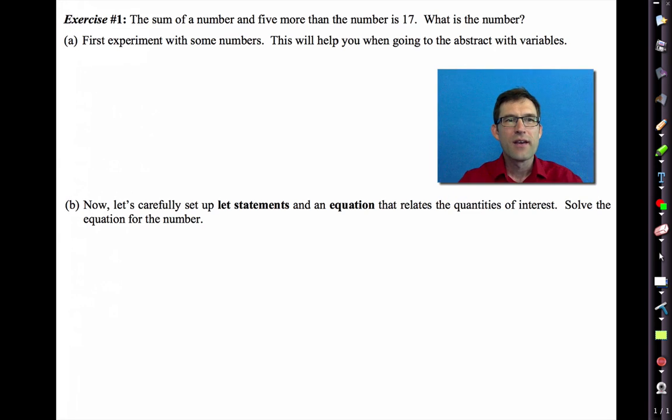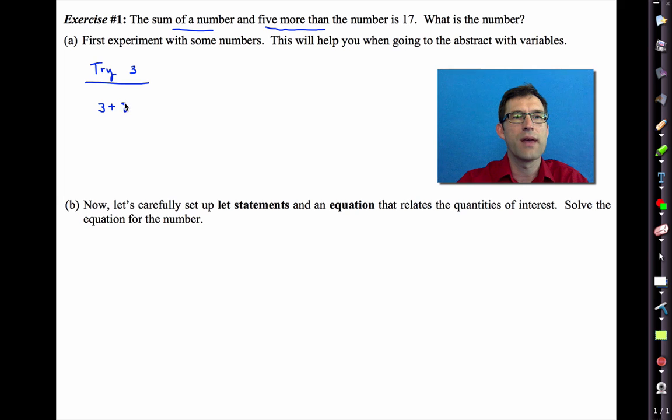All right, exercise 1. The sum of a number and 5 more than the number is 17. What is the number? All right, so we could jump right into this algebraically, but I think it's actually fun to experiment with some answers. So what I don't want to do is randomly grab the right answer because then that'll kind of spoil part B, right? So let's try a number. Let's try 3. All right, what does it say? The sum of a number, 3, plus 5 more than the number, see what's 5 more than 3? That would be 8, is 17.